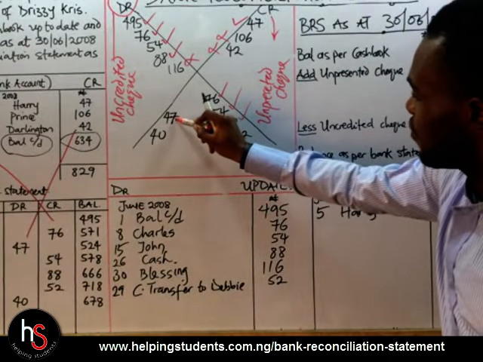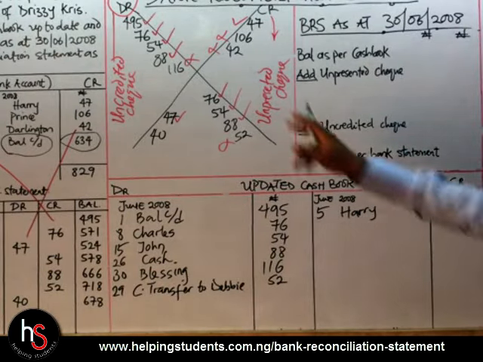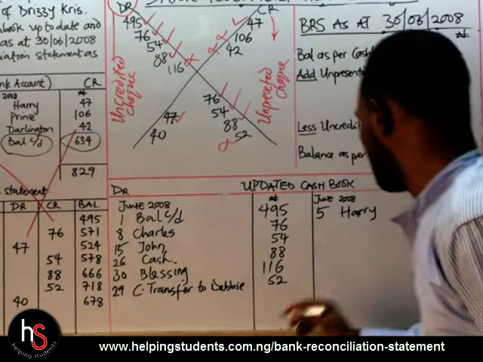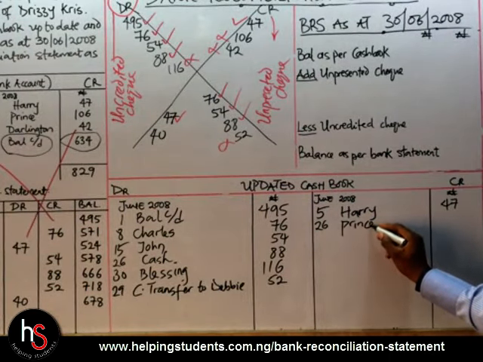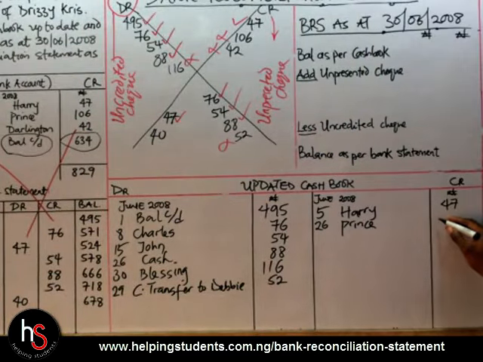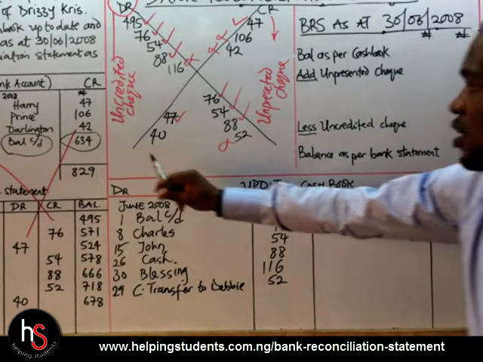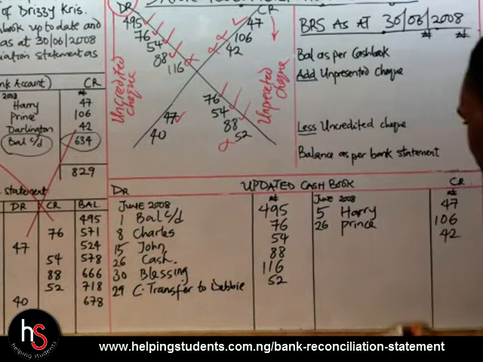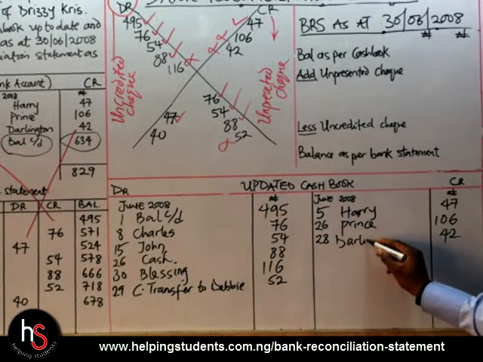Remember, this same 47 reflects here. Now we have 106. And the 106 is for who? For Prince. On the 26th, we have Prince. And for Prince, this is how much? Okay, 106. Now what else? We have 42. And this 42, the transaction was for Darlington on the 28th. This is Darlington.